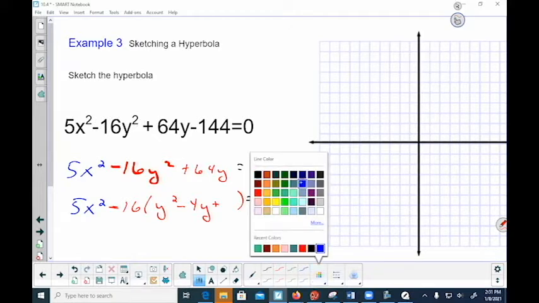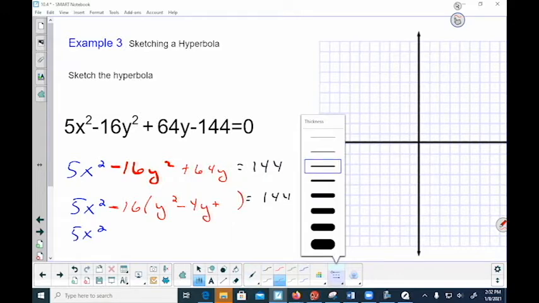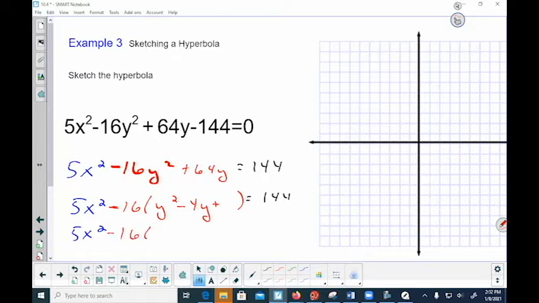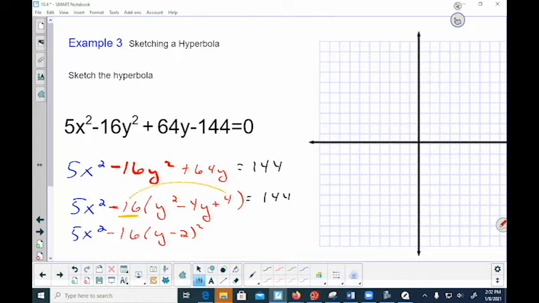When I go ahead and complete the square, I am going to take half of 4. Half of 4 is 2, and 2 squared will be 4. So I am going to write minus 16 times y minus 2 squared. 2 squared is 4, but I'm really not adding 4 to both sides because I have to remember that I have this negative 16 out front. Then I'm actually multiplying by that 4, so this will be a negative 64. If I add negative 64 to the left side, I have to add negative 64 to the right side. So I'm going to subtract 64, and when I do that, I get 80.